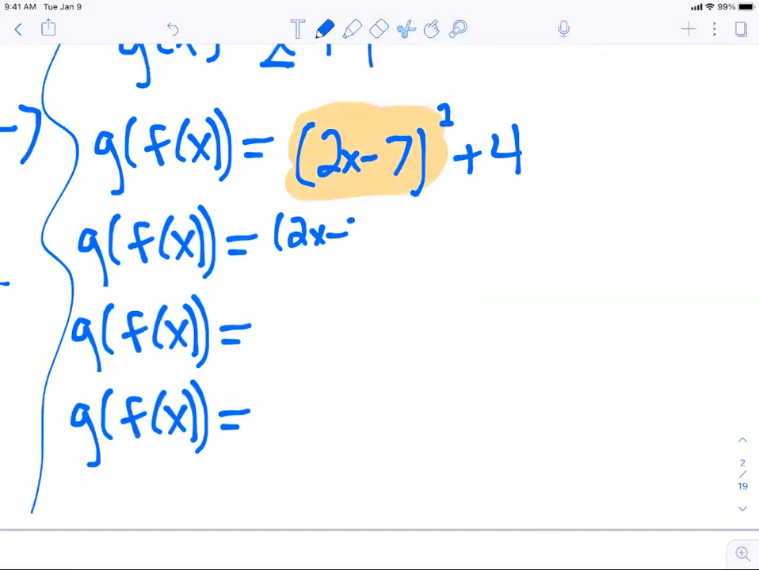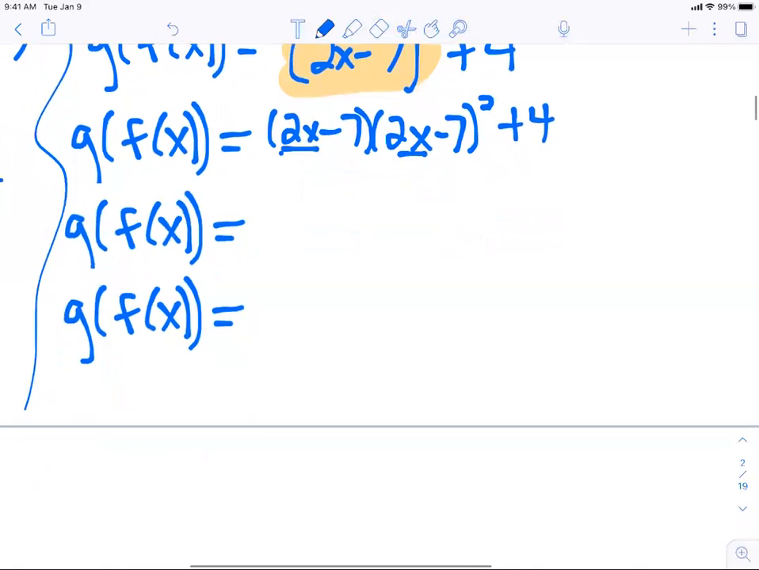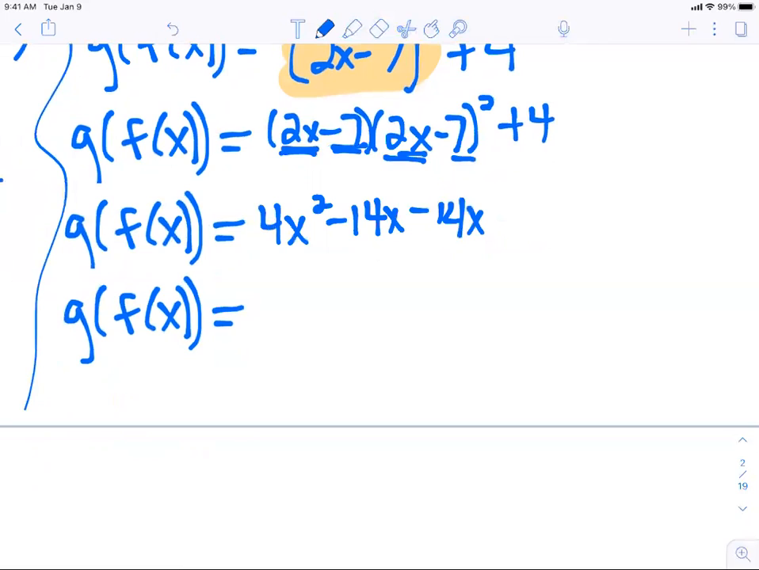That means 2x minus 7 times 2x minus 7. Anytime you have a quantity being squared, remember you have to actually physically multiply all that out. So let's see, 2x times 2x is going to be 4x squared. 2x times negative 7 is going to be a negative 14x. Moving on to the 7, negative 7 times 2x is going to be negative 14x. And negative 7 times negative 7 is going to be a positive 49. Bring down the 4 that's on the outside.